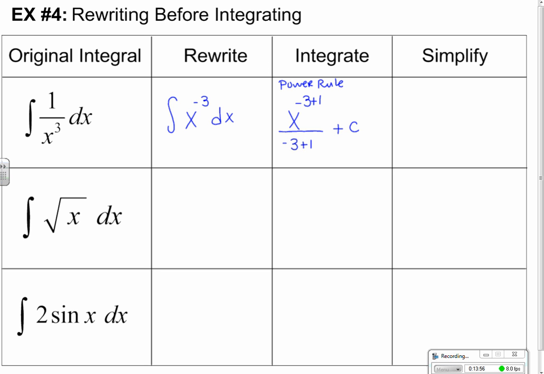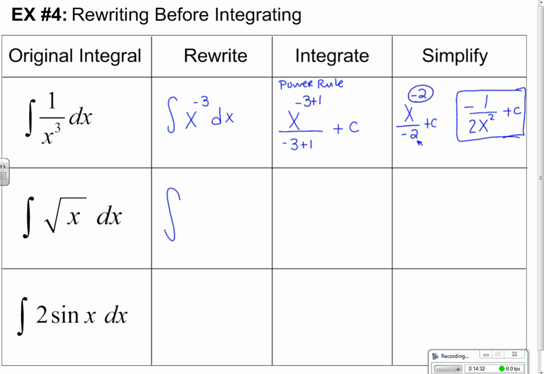Now let's simplify. So this really becomes x to the negative 2 divided by negative 2 plus c. And I think I'm going to choose to rewrite that. The negative I'm going to bring up top. This will be 1 over. Drop this x because of the negative exponent, drop it to the bottom as a positive. And then I had this 2 multiplier right there. So I'll have 2x squared plus c. There is my final answer. If you took the derivative of that, you'll find out it becomes 1 over x cubed.